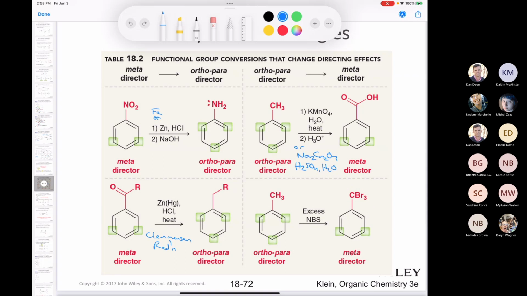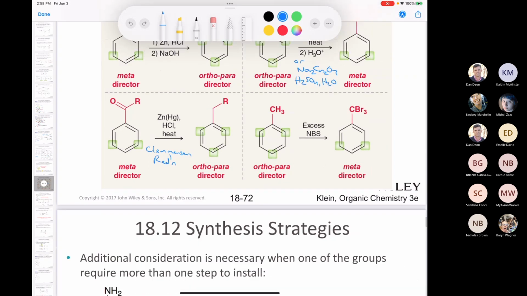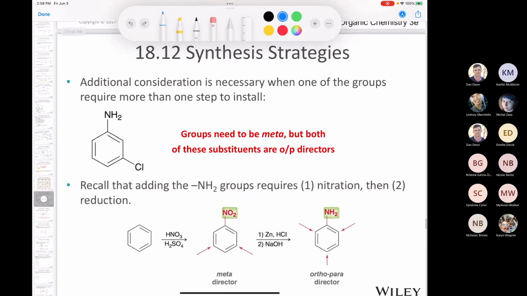So these are just some, it's not an FYI table because these are all things that we covered. It's more of a check it out table. You can go from this to this, and you might want to use these thought processes if you're trying to make a compound like this one here. Let's say I asked you on a quiz, how would you make this compound? Well, shoot, they're both ortho-para-directing. An amino group is ortho-para-directing, and so is a chlorine.